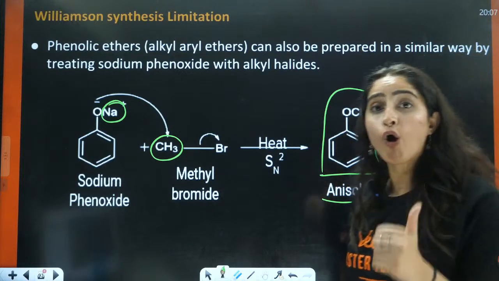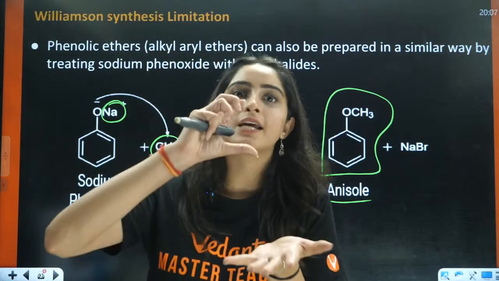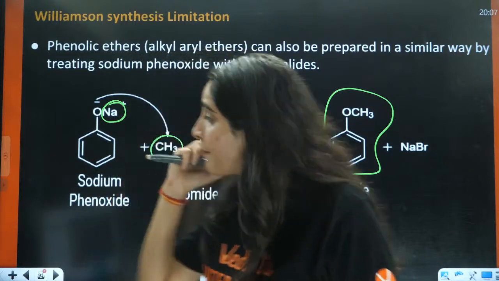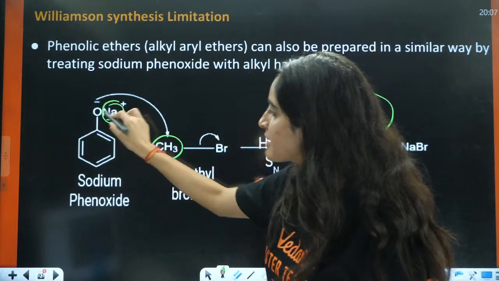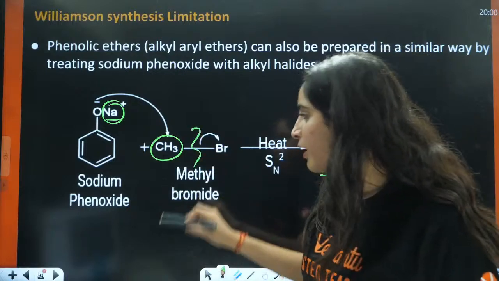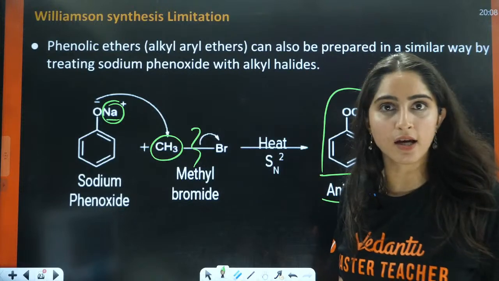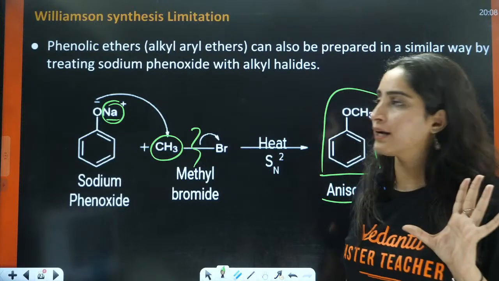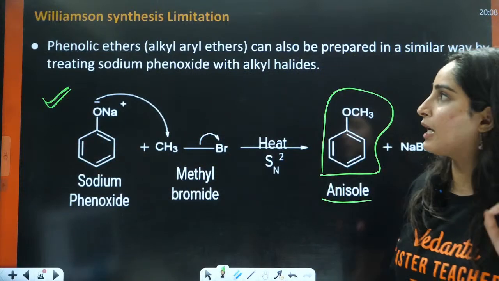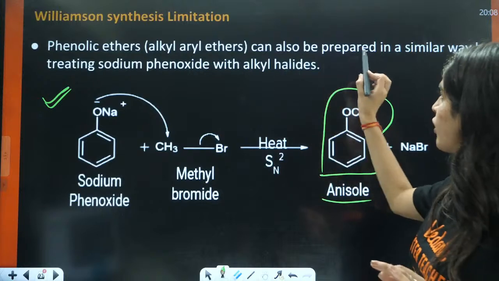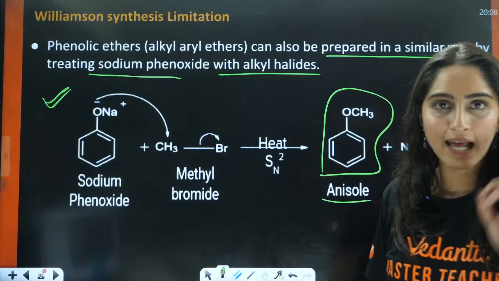That means your alkyl halides cannot be aromatic halides because the C-Cl bond is difficult to break, right? But here you don't have to break this bond. You just have to replace this Na positive with this thing. And this bond is easy to break. Moreover, it is a primary halide. There is no steric hindrance here. So all the conditions are accurate here. That is why this reaction is possible. And this reaction is also very, very important. Phenolic ethers can also be prepared in a similar way by treating sodium phenoxide with alkyl halides.